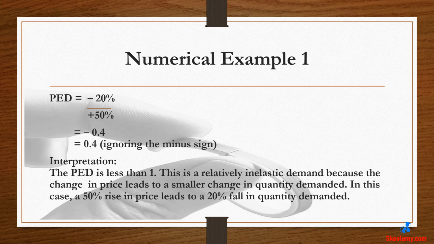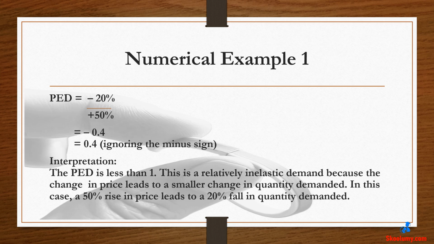Therefore, PED is minus 20% divided by plus 50%, which is equal to minus 0.4. It becomes plus 0.4. We normally ignore the minus sign in PED. The minus sign is because of the inverse relationship between price and quantity demanded. That is, as price increases, quantity demanded decreases, and vice versa.